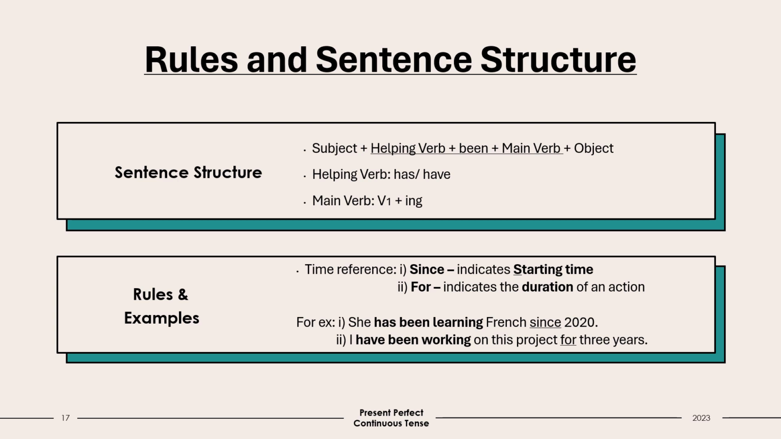Second sentence, I have been working on this project for 3 years. So 3 years is the duration. 3 साल से मैं काम कर रहा हूँ. So we have used the word for here. And of course with ing also we use the verb have, H-A-V-E. Okay. So that's it, and with this we have completed our perfect continuous tense also.